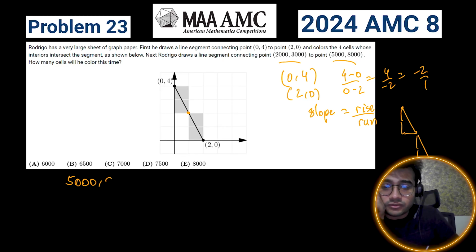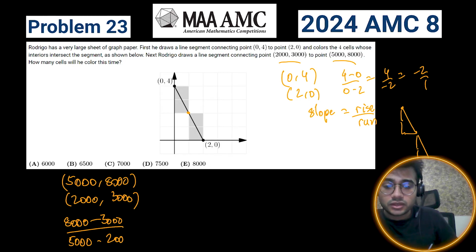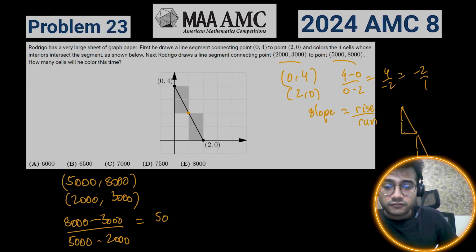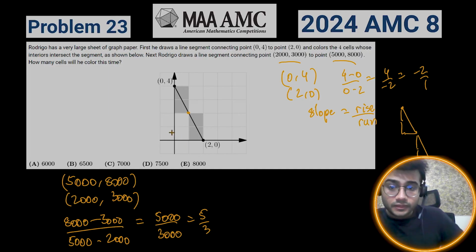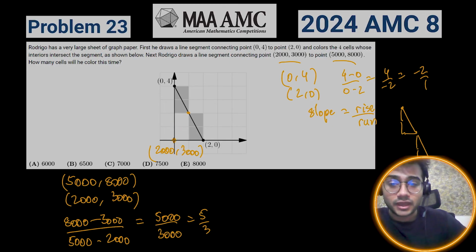So we have 5,000, 8,000, and 2,000, 3,000. So the slope is y2 minus y1 over x2 minus x1. That's going to be 8,000 minus 3,000 over 5,000 minus 2,000. So that's going to be 5,000 over 3,000. That's 5 over 3. That means, imagine that this point was 2,000, 3,000, then starting at this point, we're going to go 5 up and 3 across. That's the pattern we're going to go in.